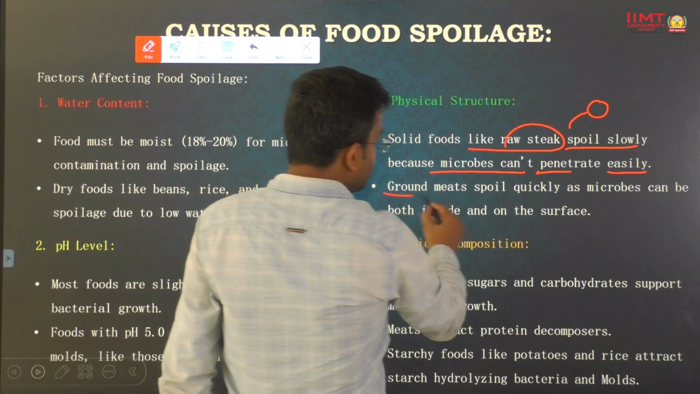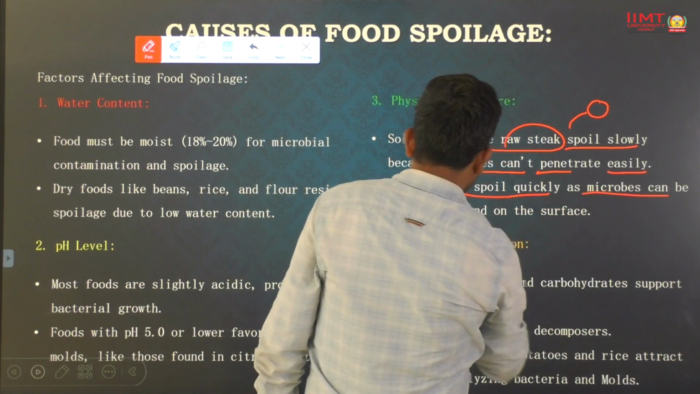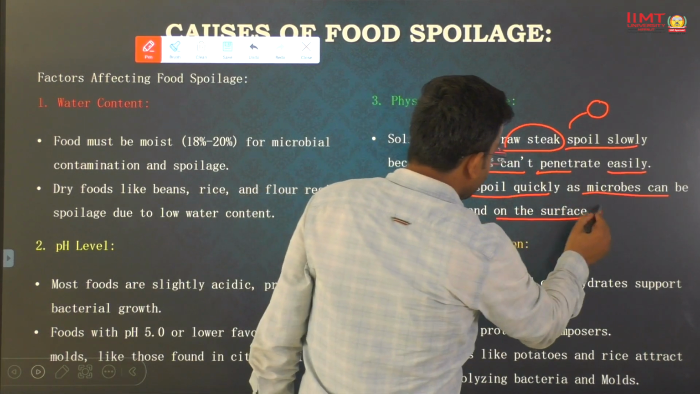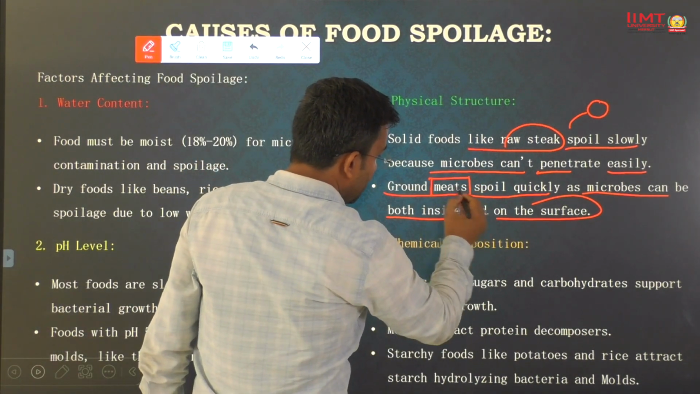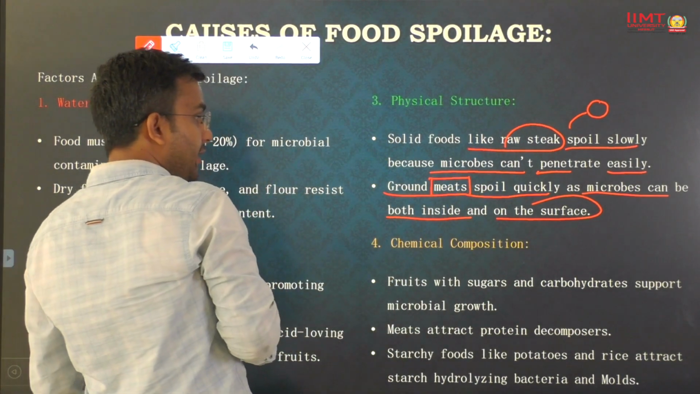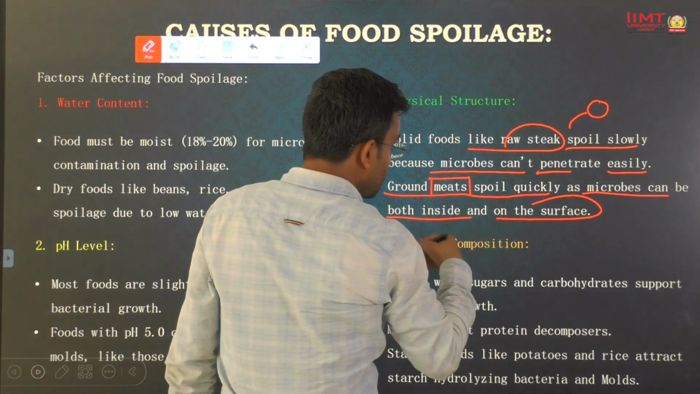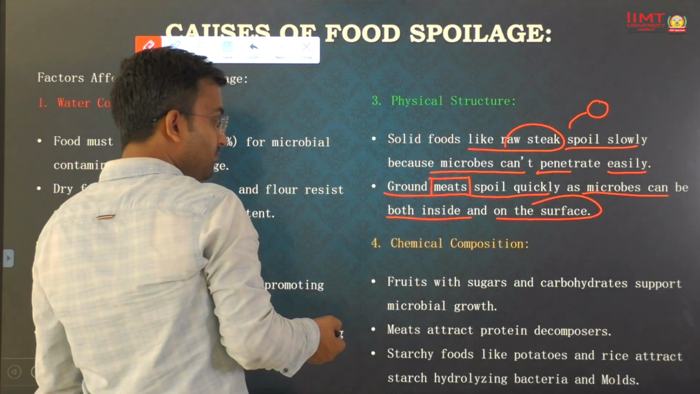Ground meats spoil quickly, as microbes can be both inside and on the surface. Meat spoils quickly because microbes are both inside and on the surface.